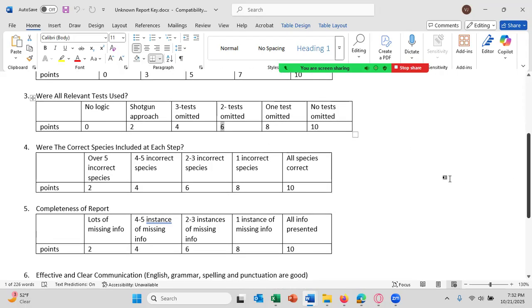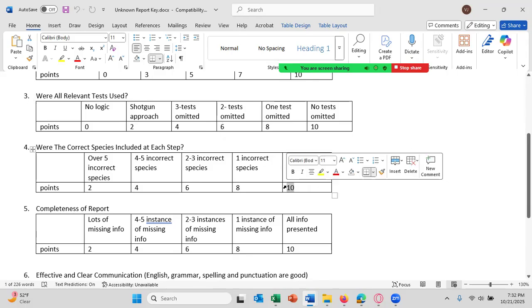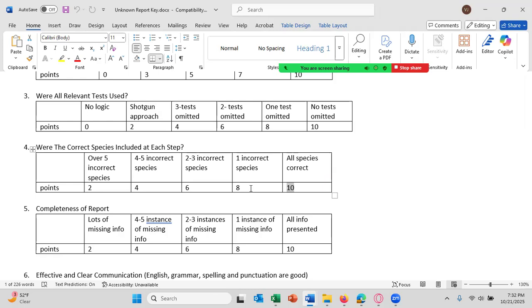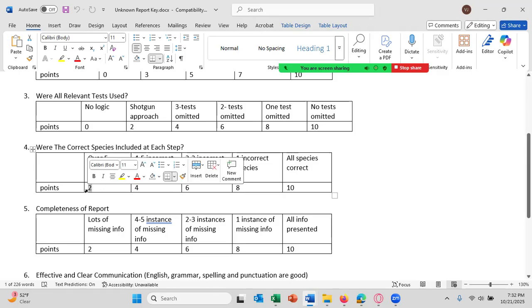Were the correct species included at each step? If all species were correct, you get 10 out of 10. If there was one species incorrect any place in your lab report, meaning any day you gave the results of a test and then stated what species were under consideration, you'll get 8 out of 10. If you have 2 to 3 species incorrect, you get 6 out of 10. If you have over 5 incorrect species, or you simply did not include the species under consideration, you get 2 out of 10.